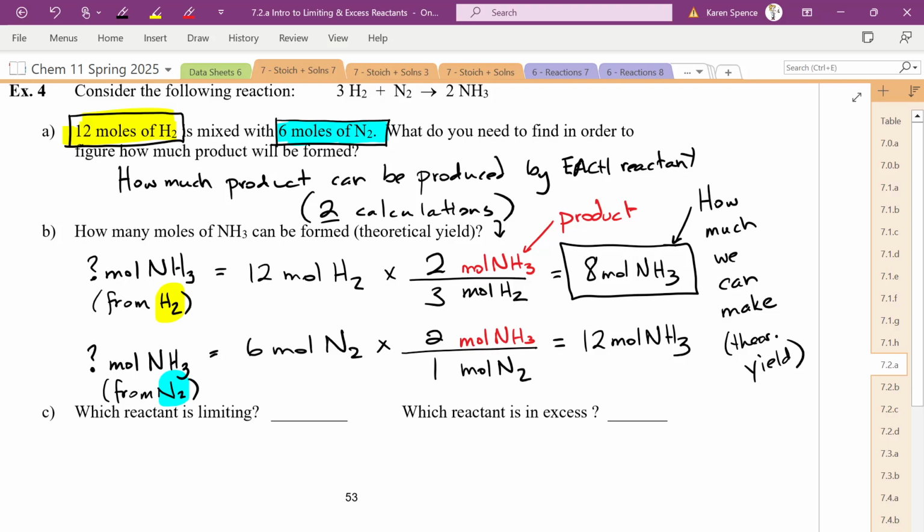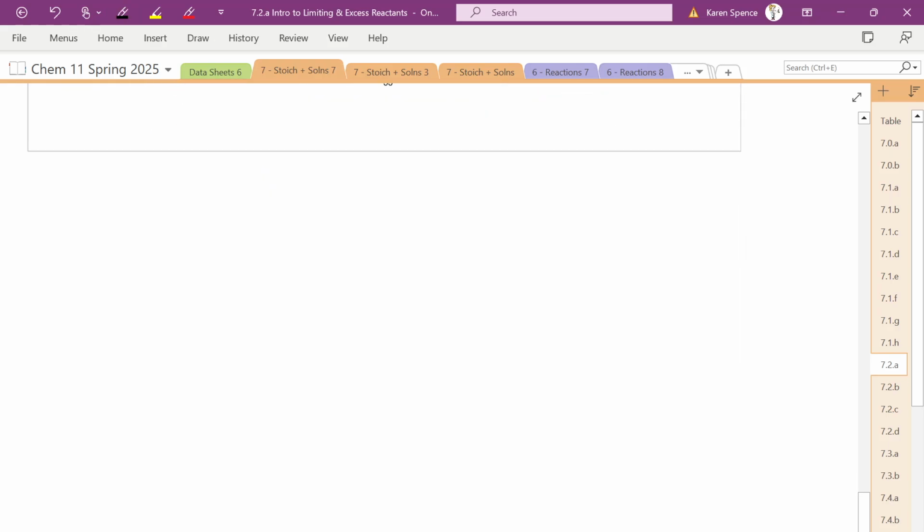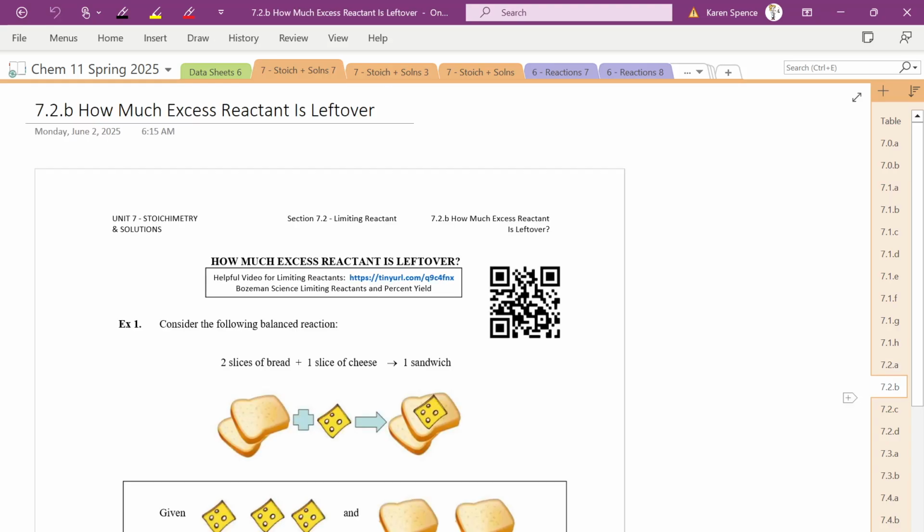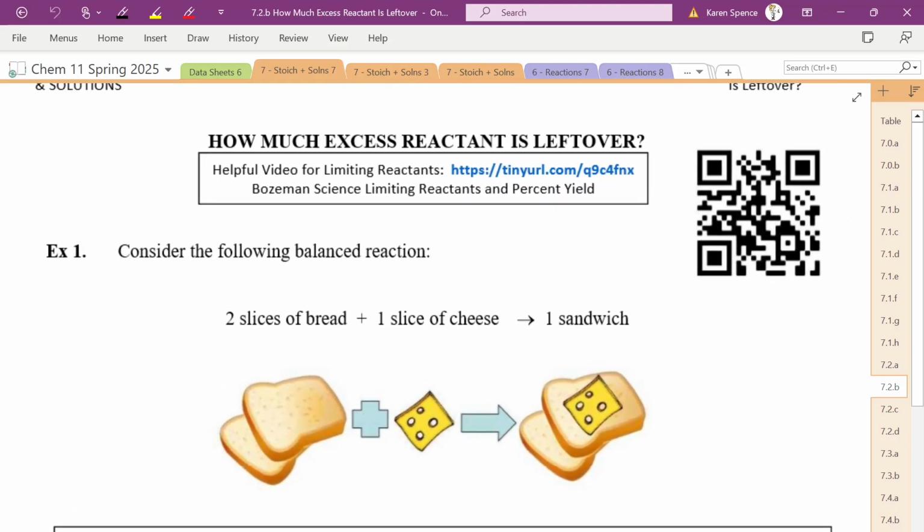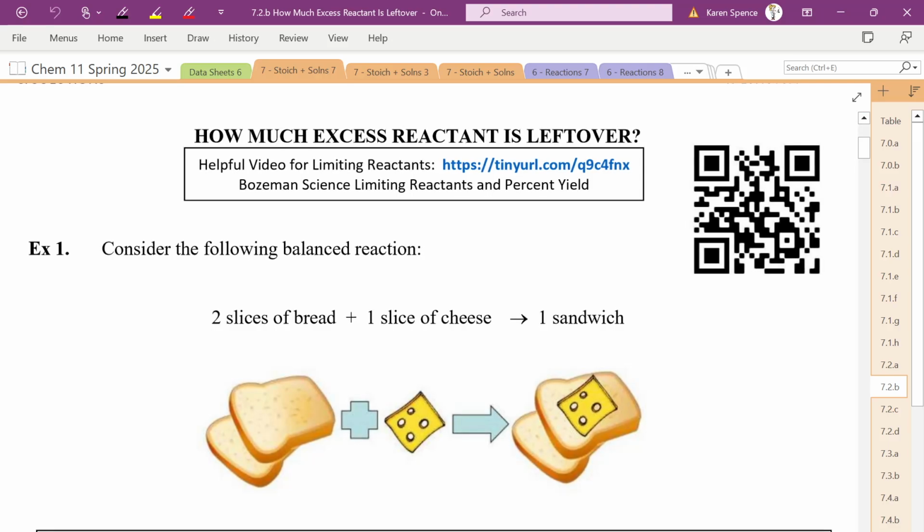So who is the limiting reactant? Hydrogen. Who is the excess reactant? Nitrogen. Excellent. Okay. And that's it for that. And now we're going to take a look at that next little tricky part, which isn't that tricky. How much excess reactant is left over? And we're back to our bread and cheese because that makes our life nice and easy. So our bread and our cheese makes one sandwich.